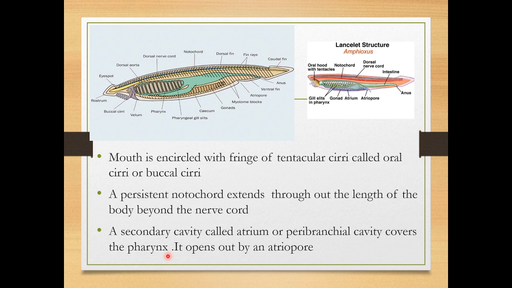Like we said in Urochordata, the pharynx is covered externally by a cavity called atrium or peribranchial cavity. Peri means what? Surface around the pharynx. Peribranchial cavity covers the pharynx. It opens out by an atriopore. So here the atriopore is there. So this is the peribranchial cavity and it opens with the atriopore.